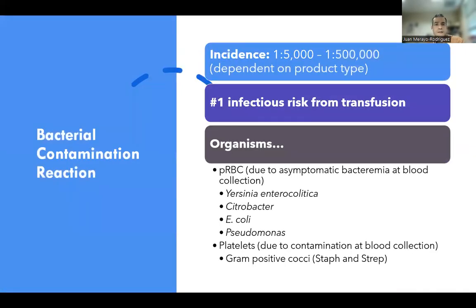Bacterial contamination reaction. The incidence is 1 in 5,000 to 1 in 500,000, depending on the product type. The more common ones are probably platelets, and the least common are plasma products. Is it the number one infectious risk from transfusion? It's actually bacterial. The organisms seen in red blood cells, due to asymptomatic bacteremia and blood collection, can be Yersinia, Citrobacter, E. coli, Pseudomonas. If it's a platelet product, it's usually due to contamination at blood collection, and in those cases you will see gram-positive cocci, staph or strep, for example.